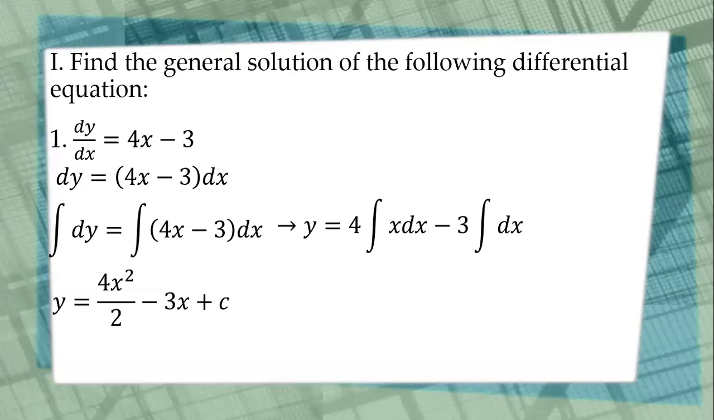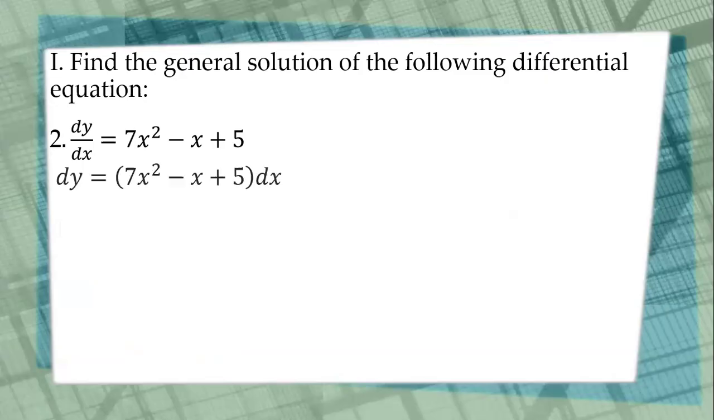And then you'll arrive at, using the basic integration formula, y is equal to 4x squared over 2 minus 3x plus c. So we apply the power rule, right? X plus 1 plus 1. And then in here, the integral of a dx is an x. That's why we have a negative 3x, and then plus c. Of course, we still need to simplify 4 and 2. So you'll arrive at the final answer, which is y is equal to 2x squared minus 3x plus c.